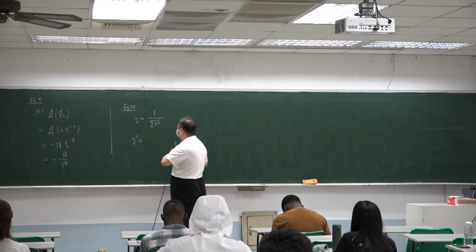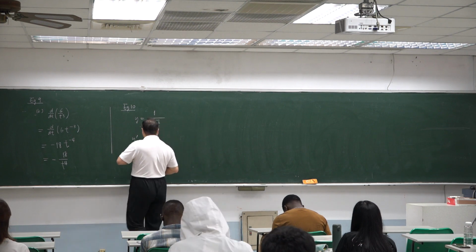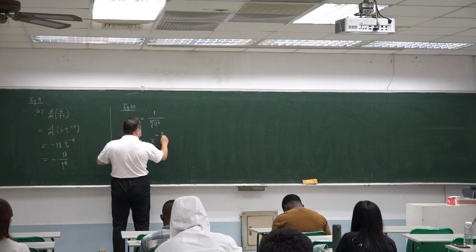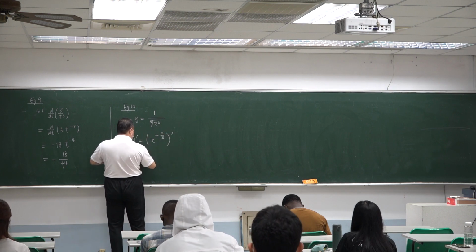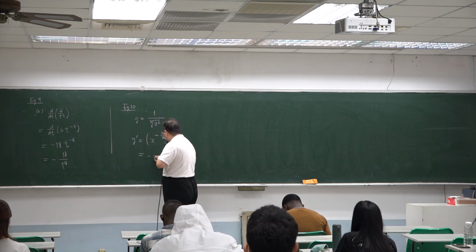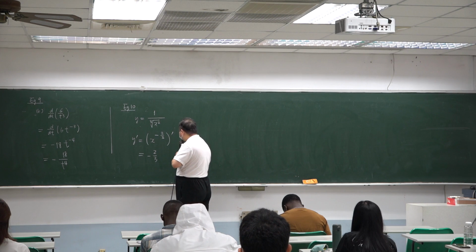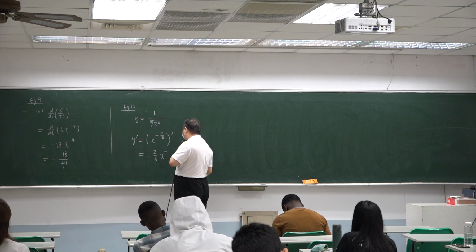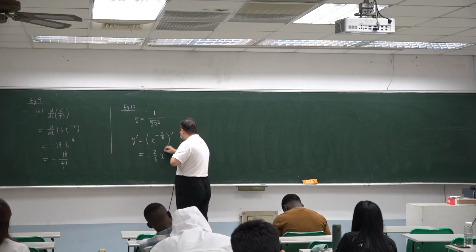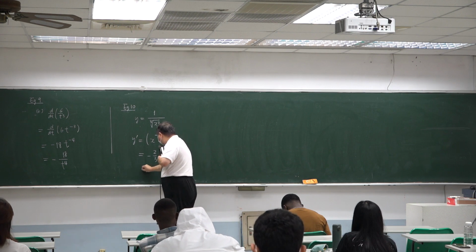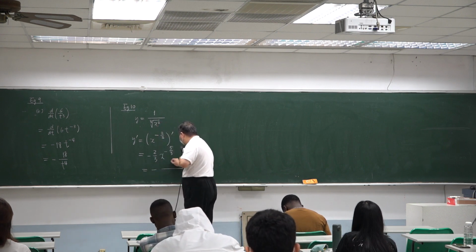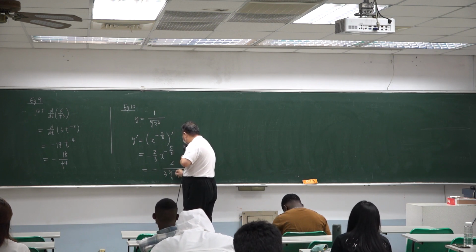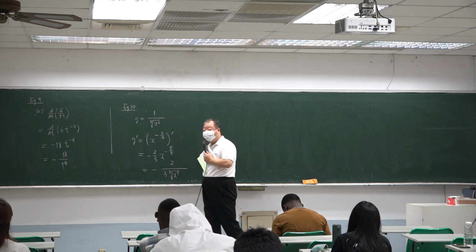Okay, again, express this as a power function. This is x to the minus 2/3. By the power rule, the coefficient is minus 2/3. And the new exponent is this one, less than this one by 1. Okay.